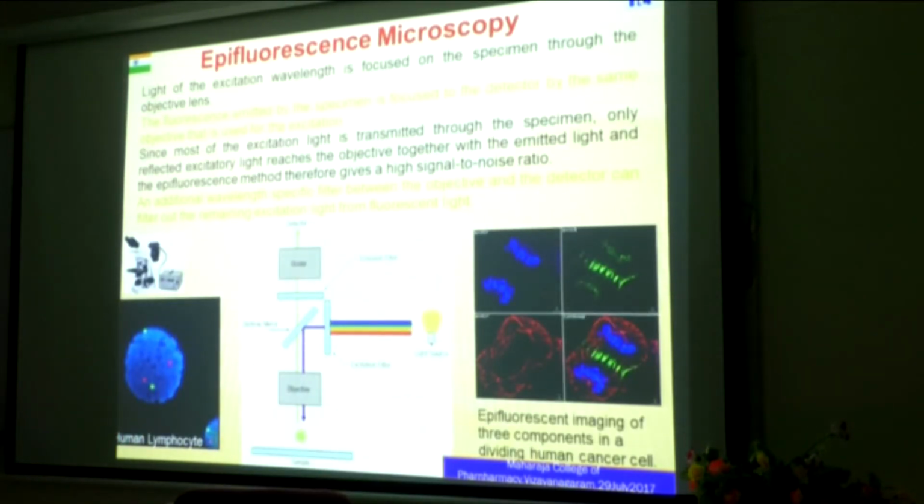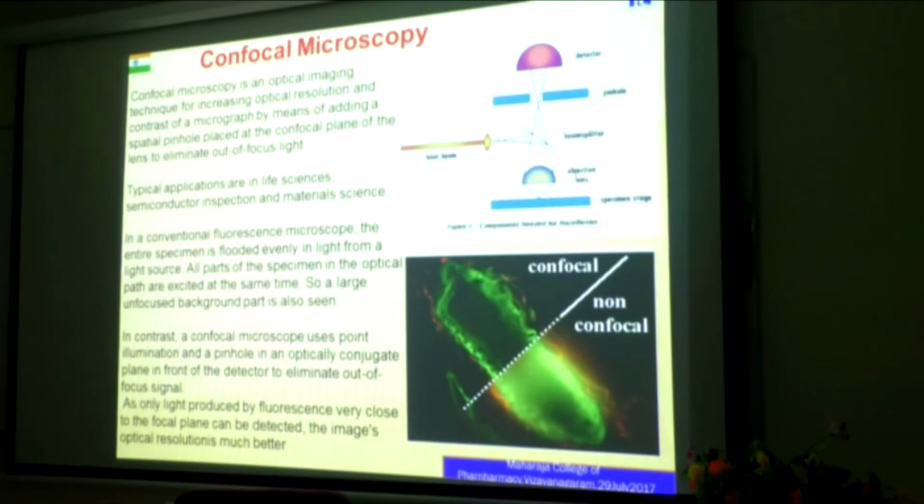Next slide. Epifluorescence. There are so many things coming up into the market. Next slide. Confocal microscopy is the next one.